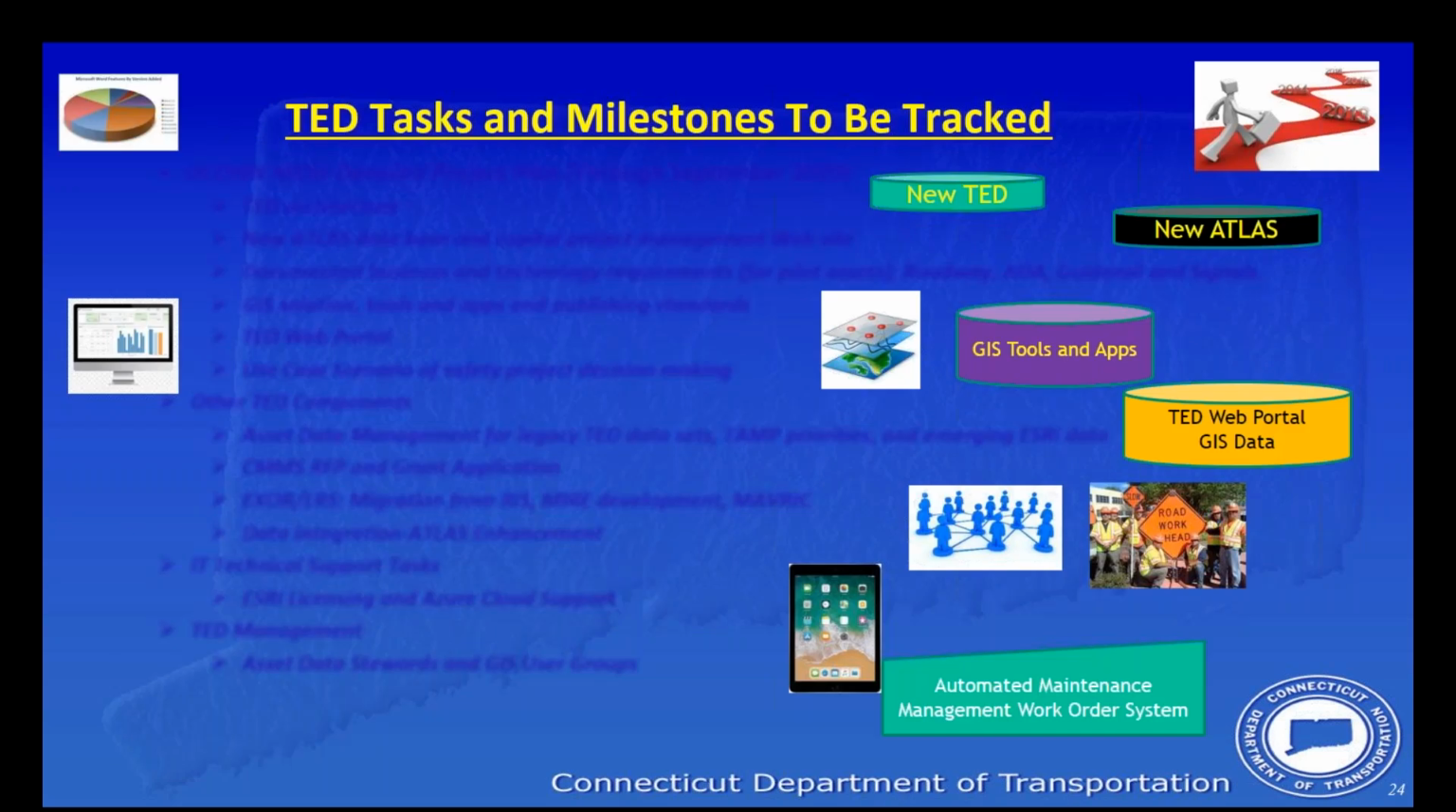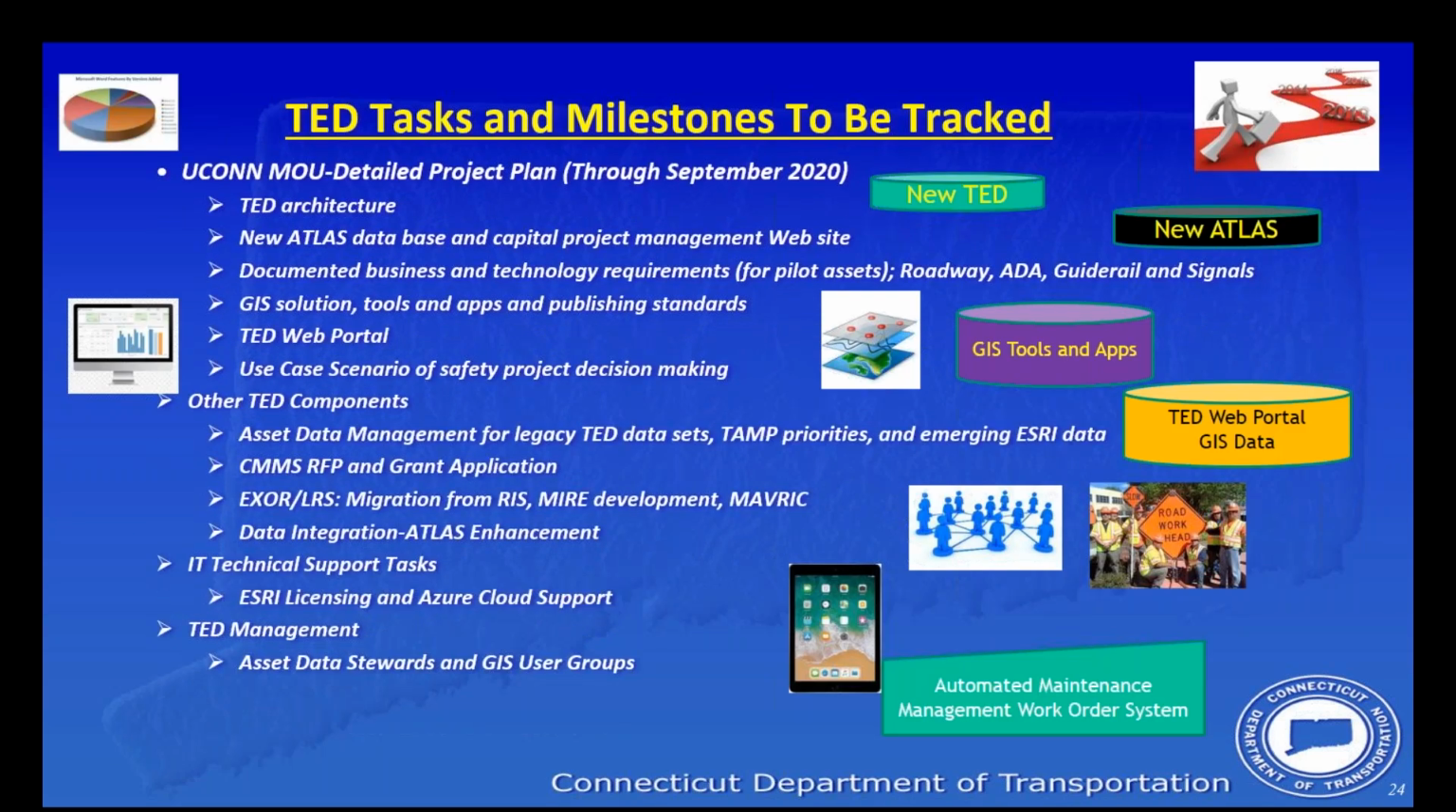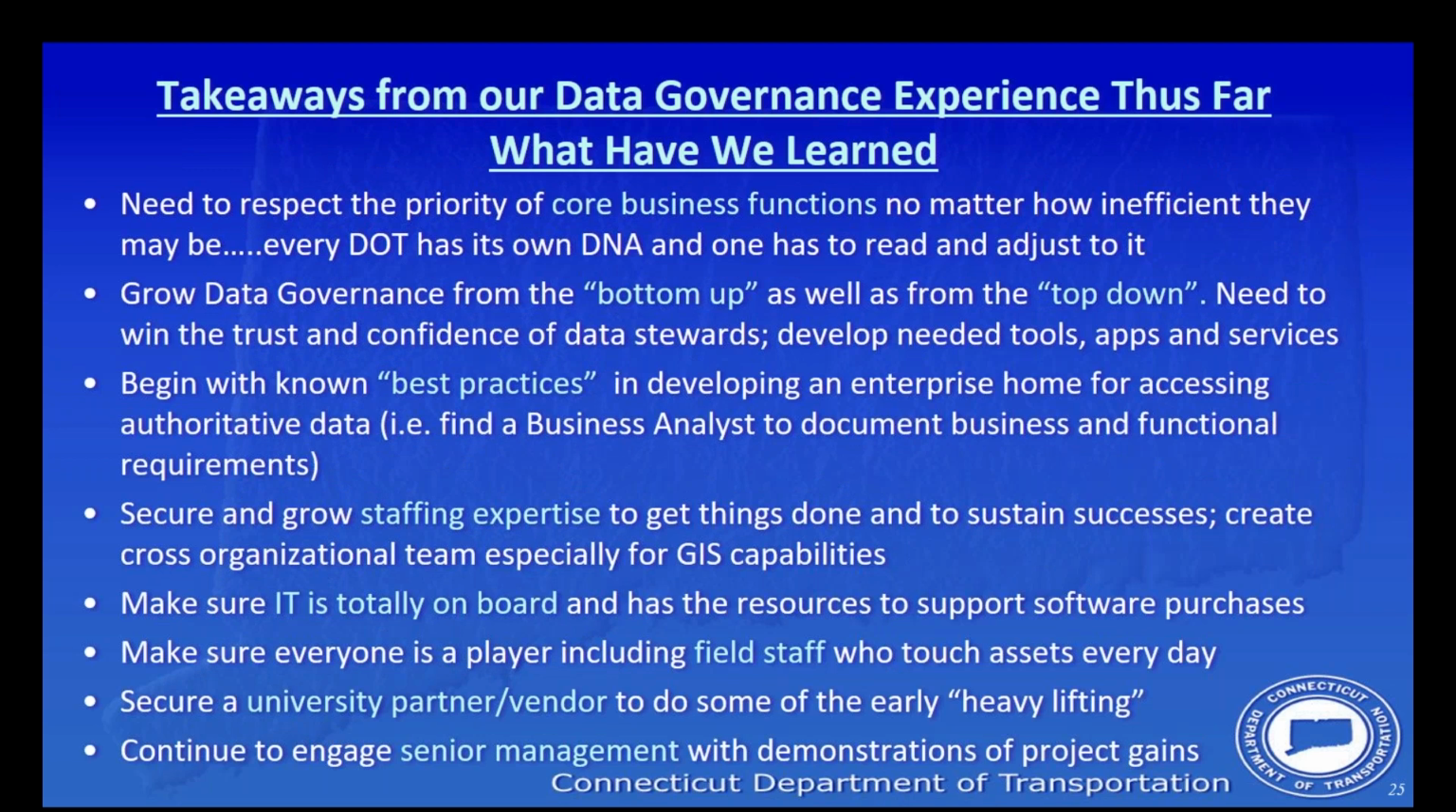All right. I just have one more slide, Penelope, and this is it. Takeaways from our data governance experience thus far. What have we learned? Well, Bill has another mantra, and that's every DOT has its own DNA, and one has to read and adjust to it. And with this DOT, it's been a work in progress for me to learn its DNA, because sometimes I think its DNA changes a little bit every day. But the first thing I've learned is that we need to respect the priority of the core business functions, no matter how inefficient they may currently be.